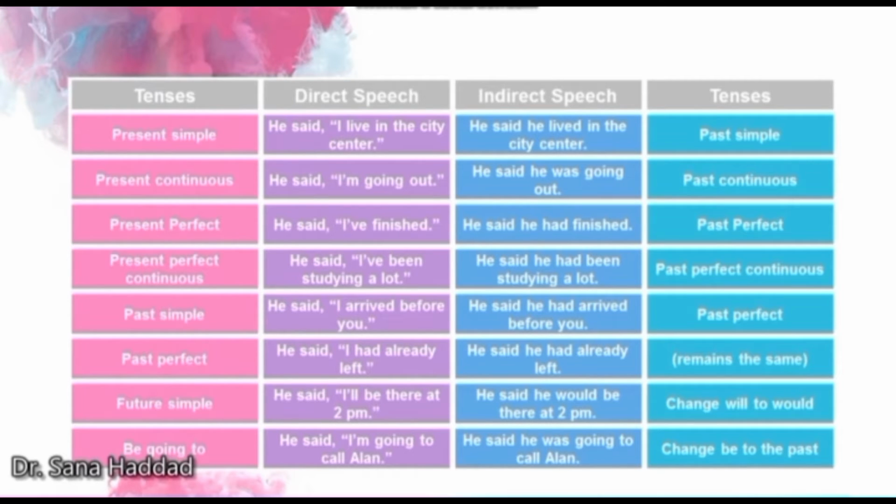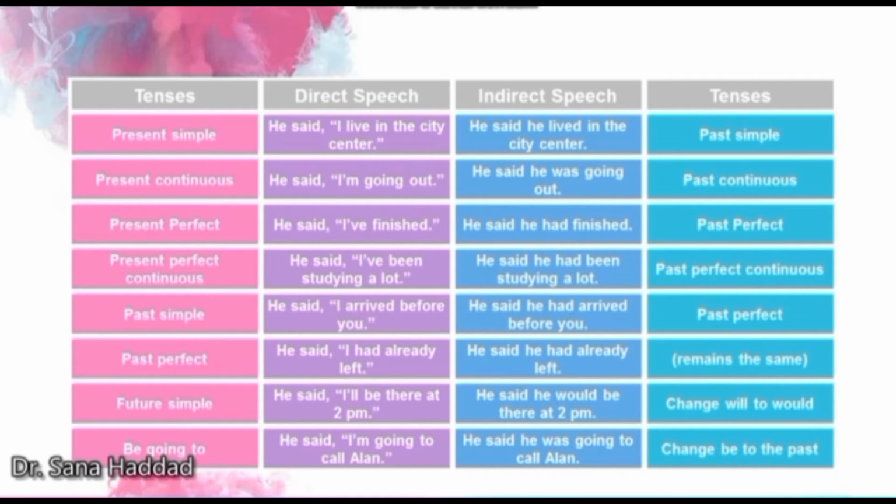Here's a table that sums up all the different tenses and how they change when we change a sentence from direct speech to indirect speech. I'll walk you through it. If we have a sentence in the present simple in direct speech, for example, he said, "I live in the city center." In indirect speech, we change it to the past simple. He said he lived in the city center. If we have a sentence that's in the present continuous in direct speech, for example, he said, "I'm going out," we change it to past continuous in indirect speech. He said he was going out.